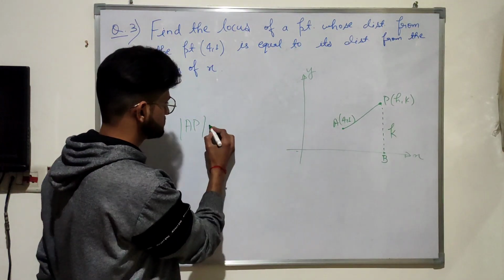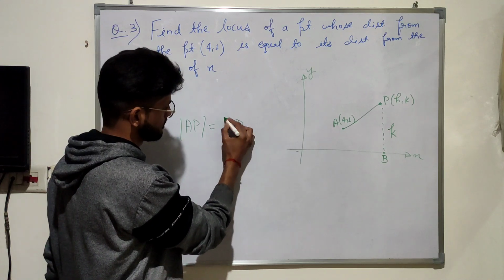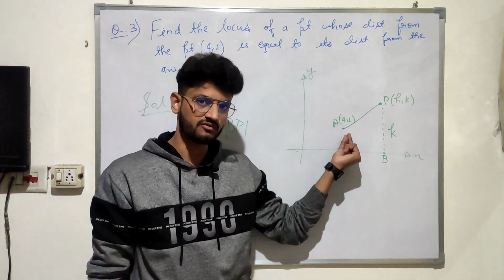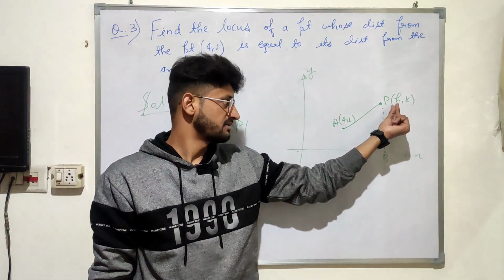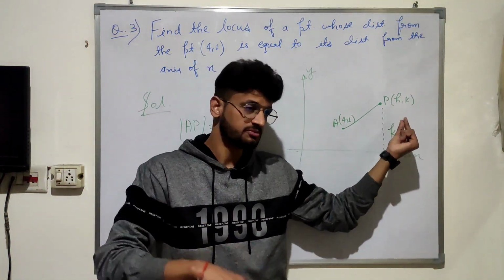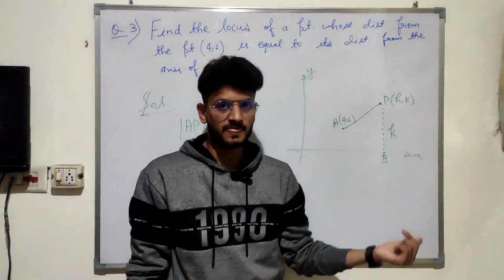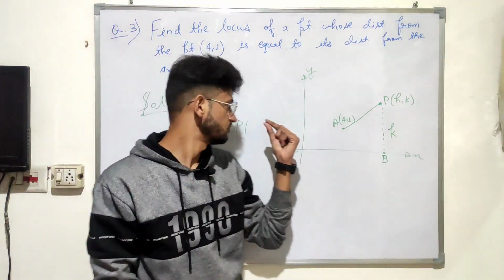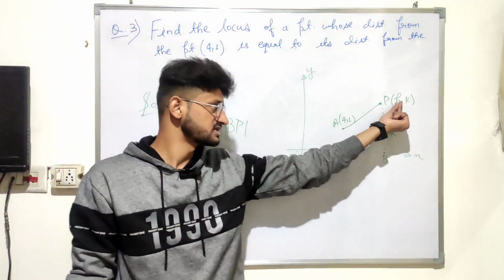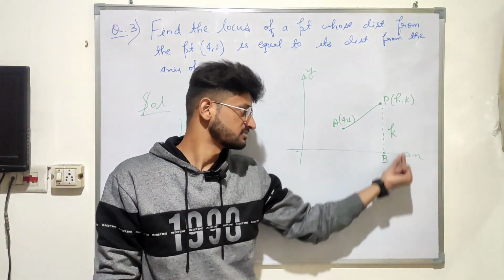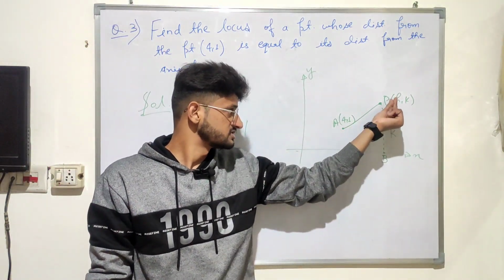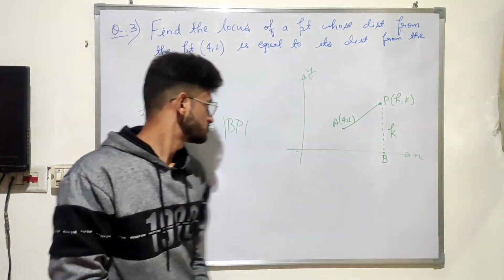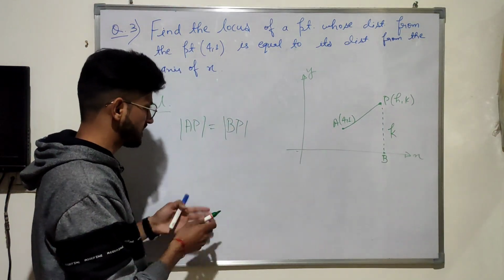So it is given that AP is equal to BP. Basically, we have been given one point A, that is (4, 1), and we have the moving point (h, k), and we know that its distance from the point (4, 1), that is AP, is equal to its distance from the x-axis, and we know the distance of any point from the x-axis is the y coordinate of that point. So it is k. So here our step 1 has been done.